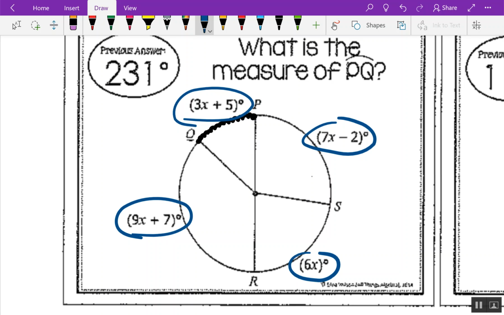I got 14. That looks good. Maybe I did something wrong. That's not even right. Oh, I forgot the 5. All right, guys, the value of x is 14. You're looking for PQ. So you have to evaluate PQ. Oh yeah, I have to put it back in there. So 3 times 14 plus 5.